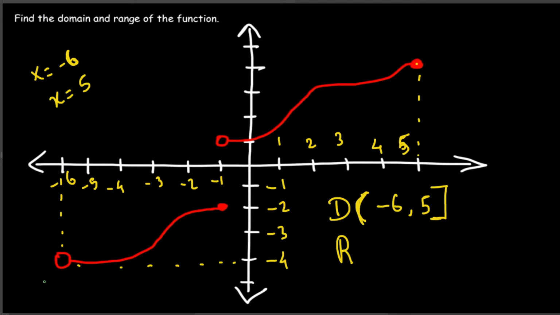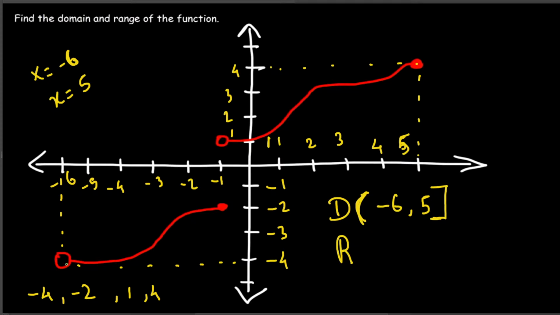Now you can see the first point is -4, and then it ends at -2, and then again starts at 1. This is 1 right here, and then ends right here. Let's see what is that value. This is 1, 2, 3, 4, ends at 4. Now I'm going to go ahead and express this with union.